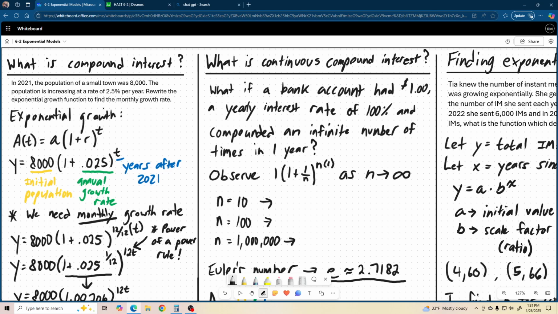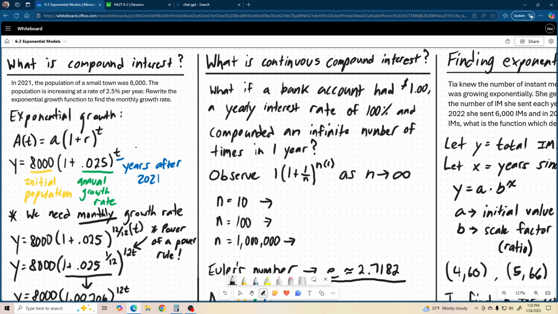All right, so first of all, we already know what exponential growth is. We talked about this in the last lesson. Exponential growth is defined by the formula A of t equals A times the quantity 1 plus r to the t. All right, we're going to put in the numbers that we found up here. Our initial population, which is A, was 8,000, so we're going to substitute in 8,000 for A here. And for our r, we said that our rate was 2.5% per year, which is going to convert to 0.025. So that's our annual growth rate.